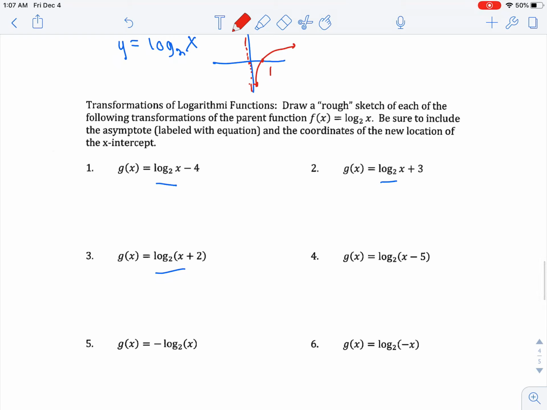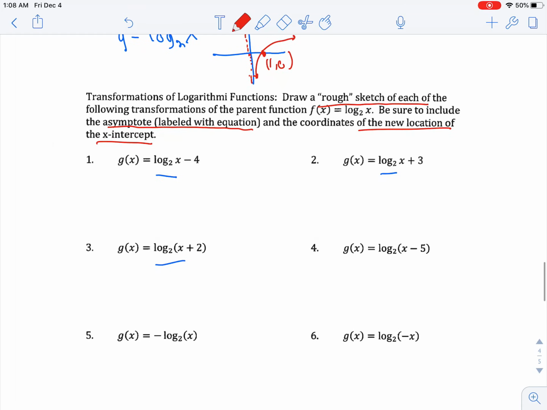Okay, so the first one, and what we're going to do on all of these is just draw a rough sketch. So rough meaning it has to have the correct shape and position. And then we're going to include and label the asymptote and then the new location of the x-intercept, all right? So it used to be at 1, 0, where is it now? That's what we want in each of these problems.